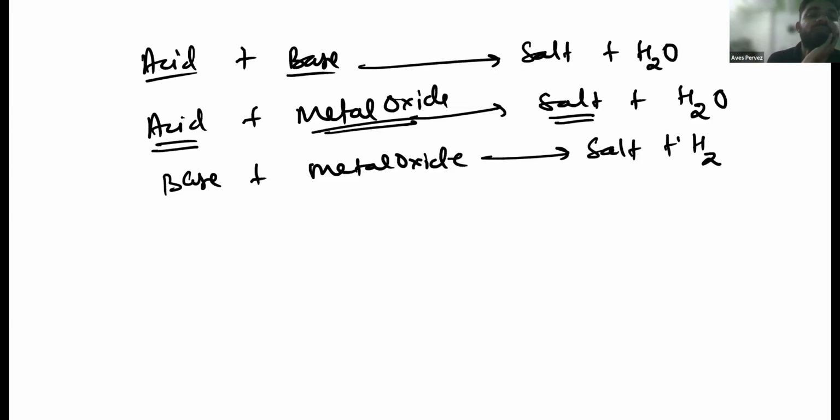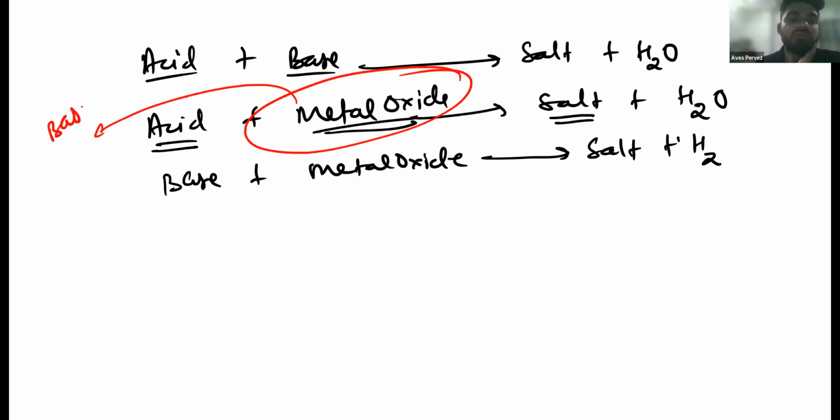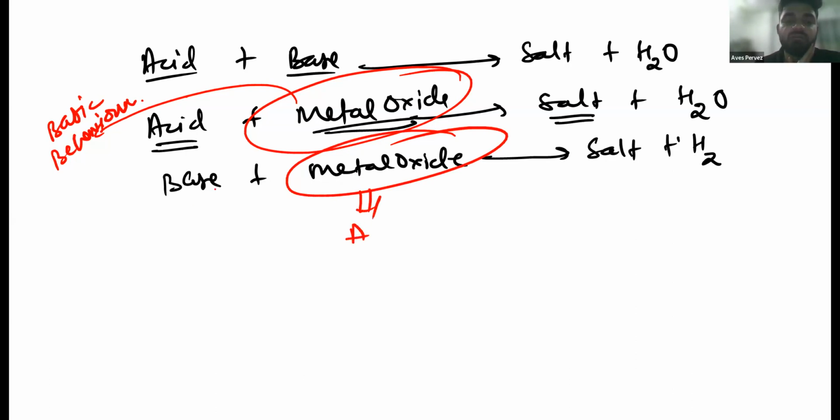When I was teaching this property to you recently, I told you that if acid reacts with metal oxide, forming salt and water, then the metal oxide is showing basic behavior. And here, base reacts with metal oxide again. Base plus base will not give salt plus water, so here it is showing the property of acid, because acid plus base gives salt plus water. So the metal oxide is showing acidic behavior.